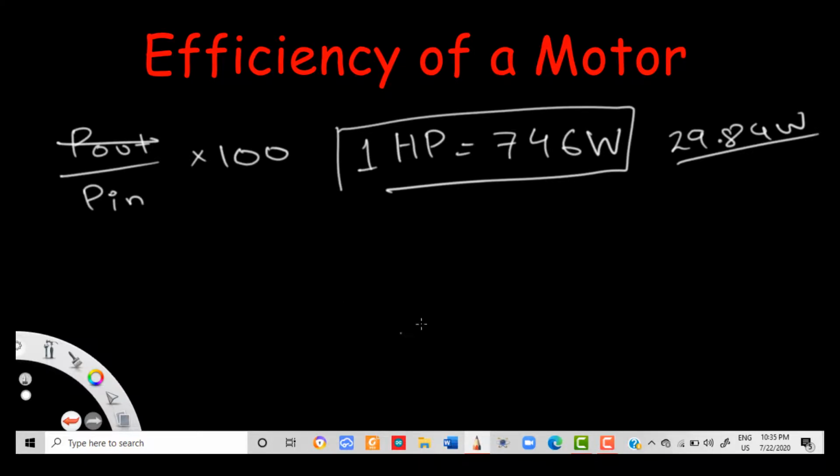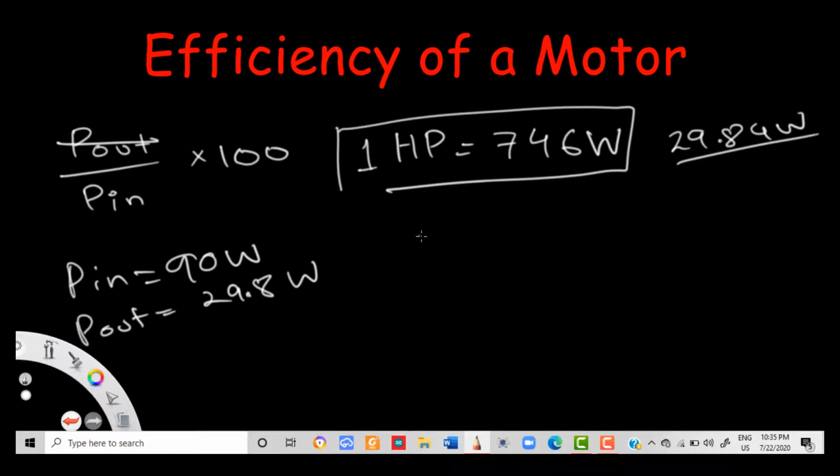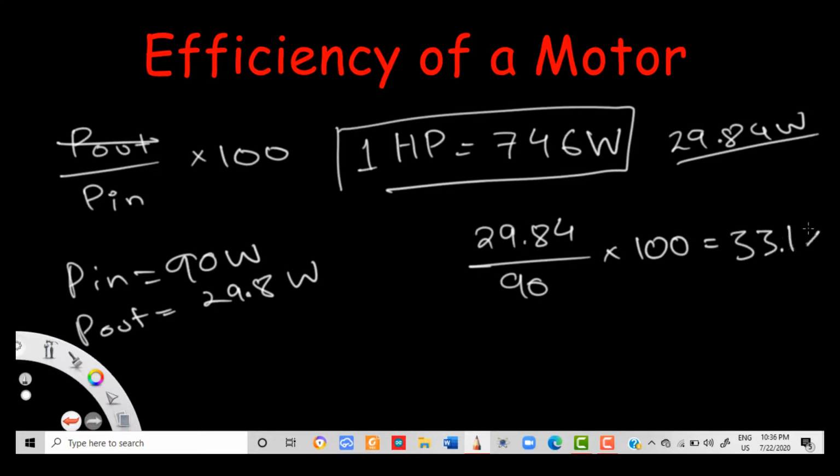So let's assume that power in equals 90 watts and power out equals 29.84 watts. I can already see this is a very bad circuit. This is a very bad, inefficient motor. So power out, 29.84 to be exact, over power in being 90 watts, times 100, if you do this on your calculator, will equal 33.1% efficiency. So this circuit is 33.1% efficient.